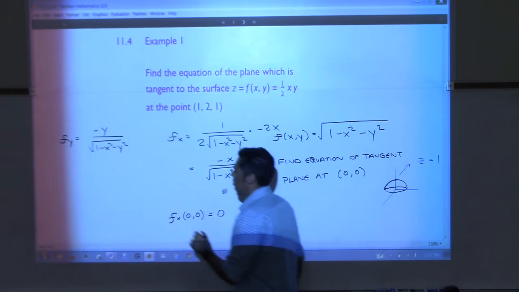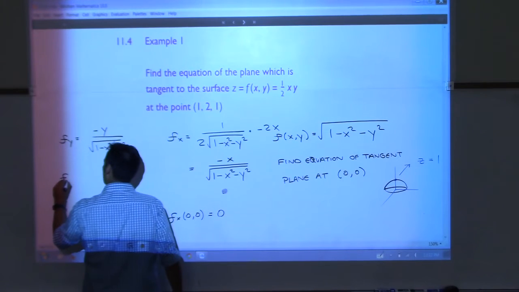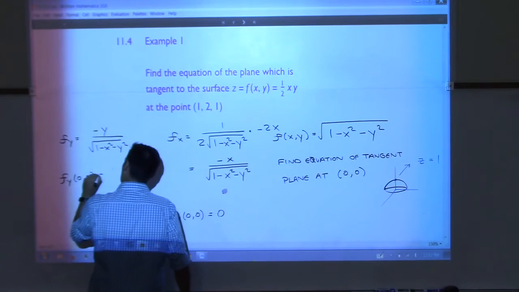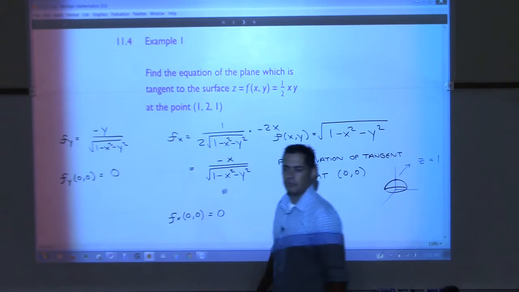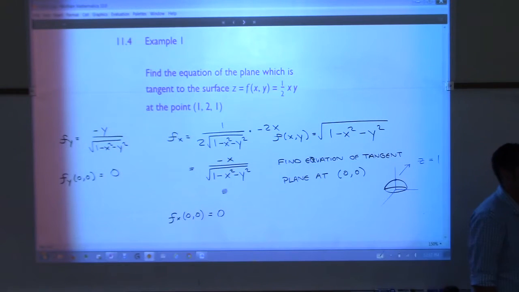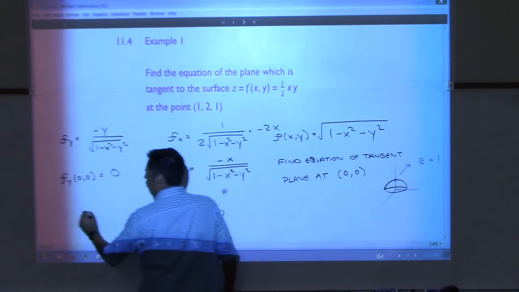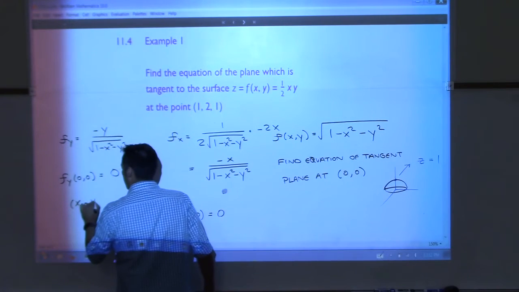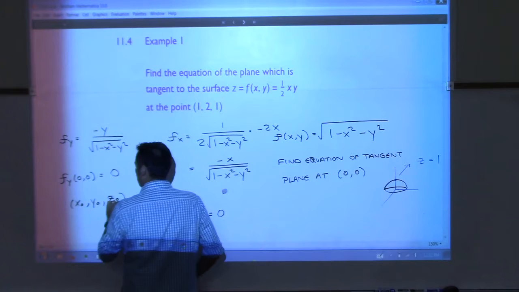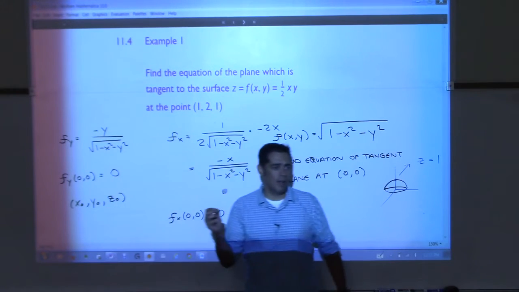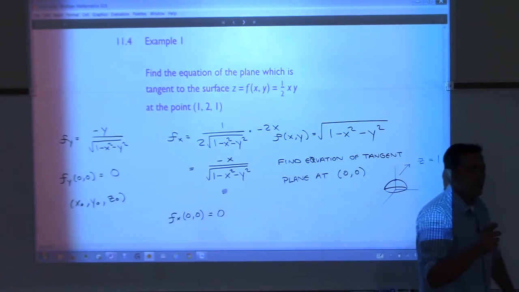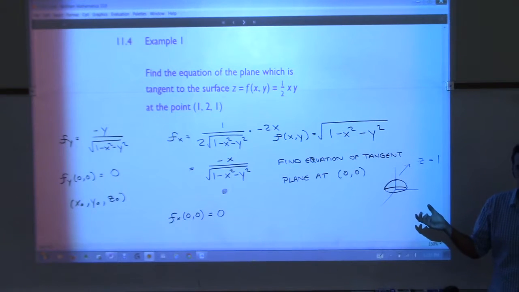Now plug in 0, 0. And you should get 0 again, right? What else? Are we done? Do we need any more work here? We need the point, though, don't we? Don't we need the actual point? We need x naught, y naught, and z naught. I know what x naught, y naught are, right? That was 0, 0. But we never actually figured out what z naught was.